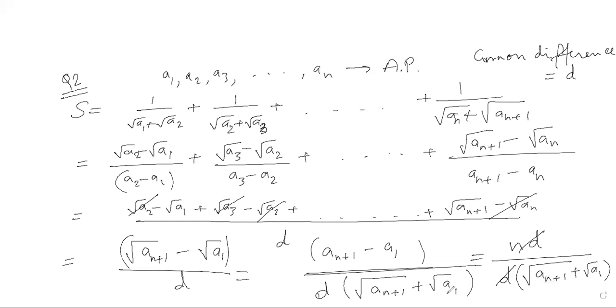Now if we see in the options, we can see that this matches with the first option, which is option A. So we get the sum equal to n upon root of A1 plus root of An plus 1. So for this question, option A is the correct answer, n upon root of A1 plus root of An plus 1. Okay, so hope this solution answered your question.